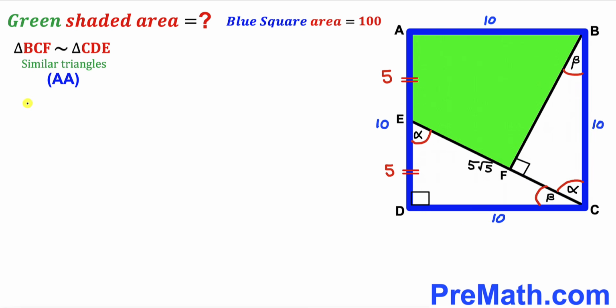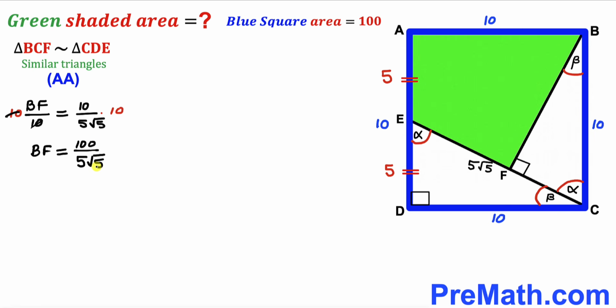So therefore we could write the segment length BF divided by the side length 10 is going to be equal to 10 divided by 5 times square root of 5. And now I'm going to multiply both sides by 10 to isolate BF segment length. And here we can see 10 and 10 is gone. So therefore BF is going to be equal to 10 times 10 is 100 divided by 5 times the square root of 5.